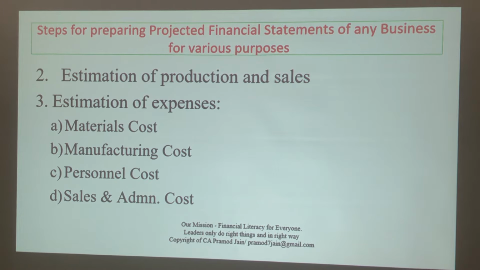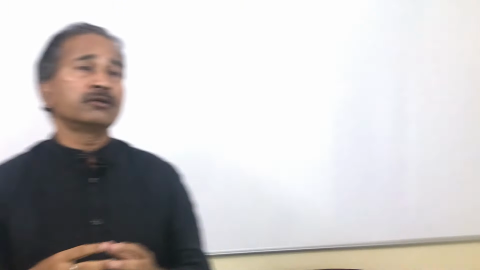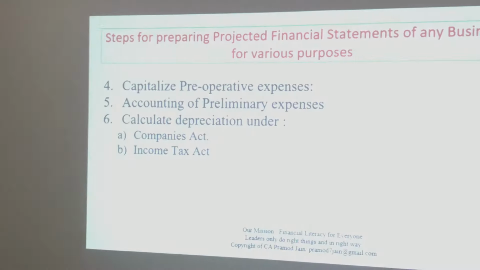Then you come to step number 3, that is estimation of expenses. In case of estimation of expenses, you need to find out how much is going to be my material cost, how much is going to be my manufacturing cost, how much is going to be my personnel cost, how much is going to be my sales and administration cost. And that is what you will need to figure out. And for that, of course, you will have to have a definite set of assumptions which got to be absolutely realistic.